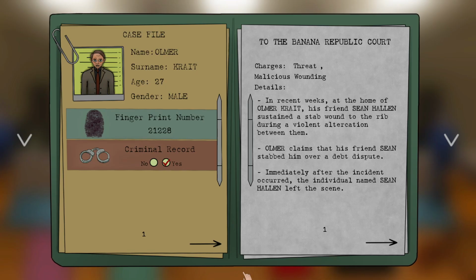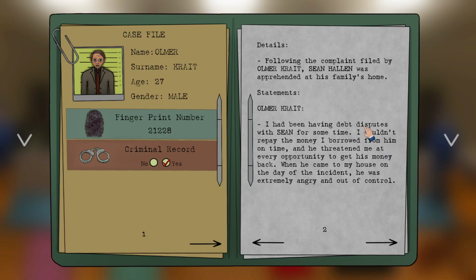In recent weeks, at the home of Omar, his friend Sean Helen sustained a stab wound to the rib during a violent altercation between them. Omar claims that his friend Sean stabbed him over a debt dispute or whatever. Immediately after the incident occurred, Sean Helen left the scene. On the complaint filed by Omar, Sean was apprehended at his family's home.